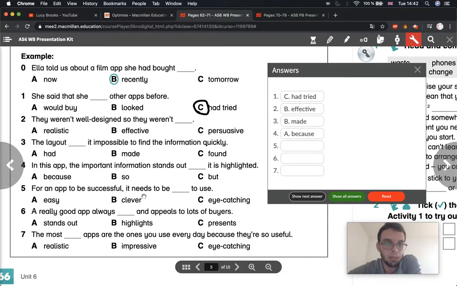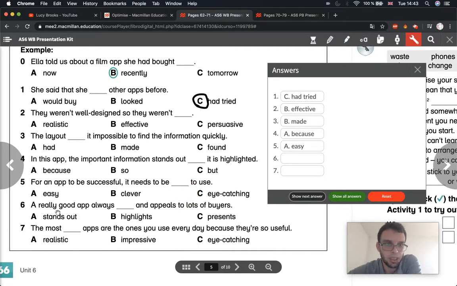Number 5. For an app to be successful, it needs to be to use. The answer should be easy to use. Easy to use. Okay. Number 6. A really good app always and appeals to lots of buyers. Always. The word should be stands out. Okay, so it's noticeable. And number 7, the most apps are the ones you use every day because they're so useful. The most impressive apps. Okay, the most impressive apps. It's saying a very positive thing here.